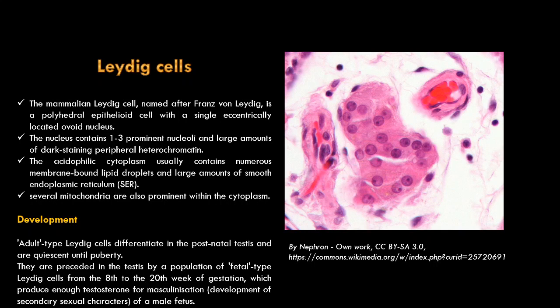The second kind of cells which are present in the testes and have some control over spermatogenesis are the Leydig cells. The Leydig cells are named after the scientist Franz von Leydig. It is a polyhedral epithelioid cell. So it is an epithelial tissue cell having multiple shapes. It has a single eccentrically located nucleus. So the nucleus is located towards the side, as you can see here.